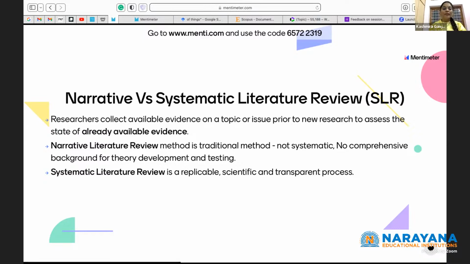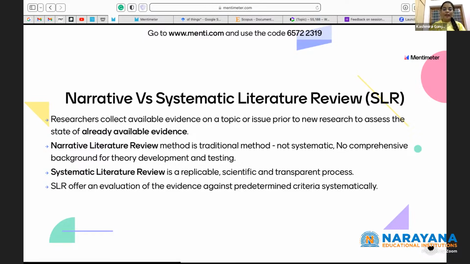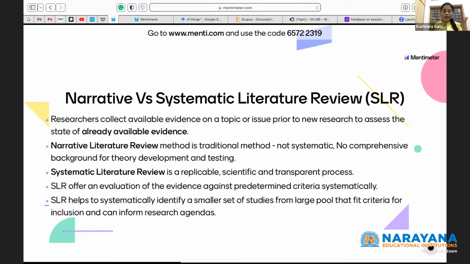So it will give you a systematic way of criteria for selecting the research papers. From a large pool of research papers, how are you confining to frame a research gap? What are the inclusion criteria? What are the exclusion criteria? From which databases are you retrieving your research articles? So all this is very important. So this is all about systematic literature review.